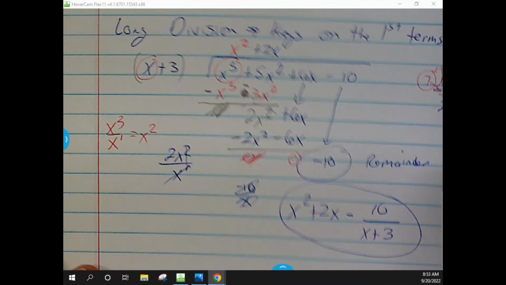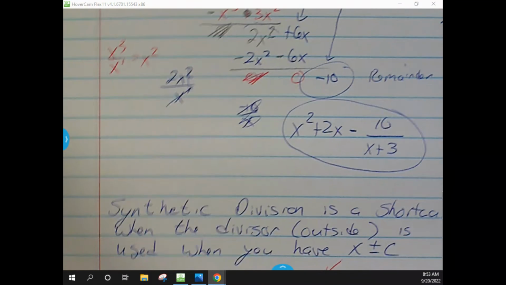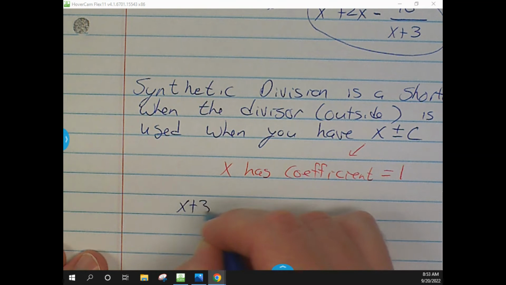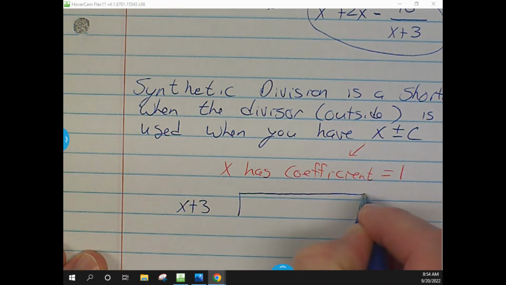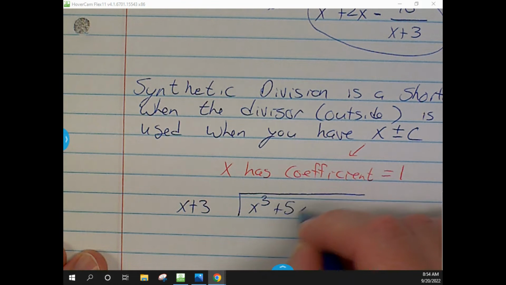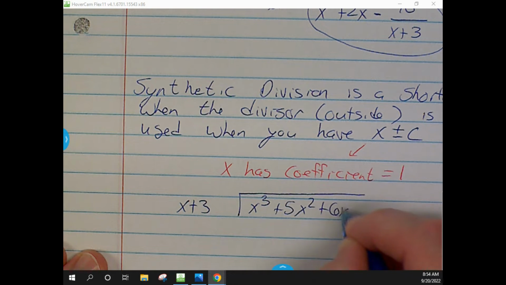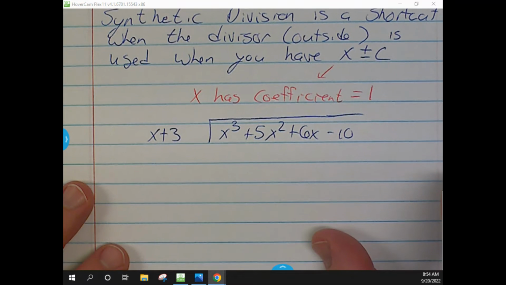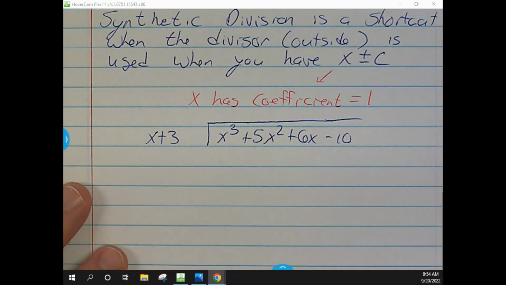Okay, so if you want to keep those notes there, we're going to take this same problem we've got here, and we're going to do synthetic division. So we're going to do x plus 3, and we're going to divide it into x to the third plus 5x squared plus 6x minus 10. Exact same problem, but this time we're going to do synthetic division instead of long division.